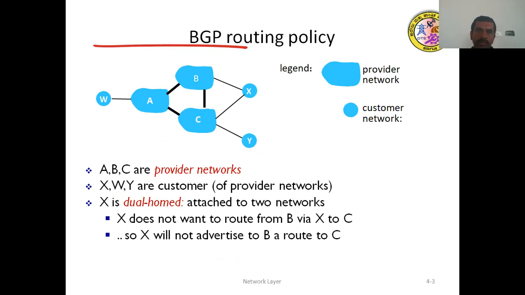We can see here the BGP routing policy. Here you can observe nodes A, B, C are provider networks. X, Y, W are the customers of the provider networks. X is dual-homed, meaning X is connected to, or provided by, both networks B and C. Suppose X does not want to route from B via X to C. So X will not advertise to B a route to C.